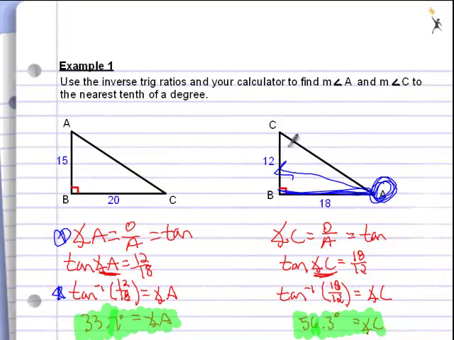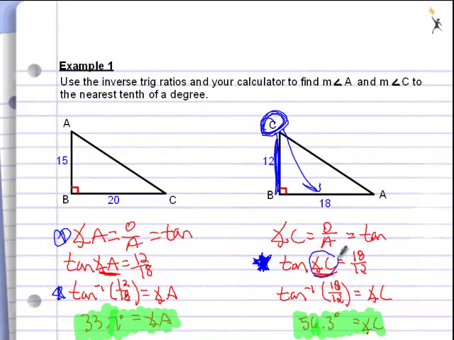Then the same thing for angle C. I identified that angle C, which is right here, I was given the opposite and the adjacent sides. Well, opposite over adjacent, again, is the tangent function. So I could say that the tangent of angle C equals the opposite over the adjacent. This step, you'll notice, is not solvable. We're not solving this statement. This is what we're using to establish our problem that we can therefore solve.